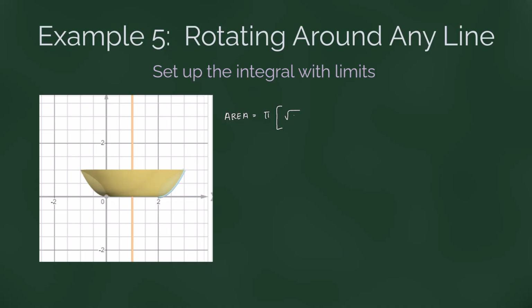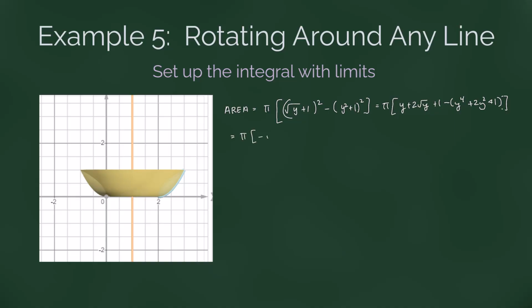So our area was pi times the quantity square root of y plus 1 squared minus the quantity y squared plus 1 squared. We're going to expand that out. That's pi times the quantity y plus 2 square roots of y plus 1 minus y to the 4th plus 2y squared plus 1. Combining that all together, we get pi times negative y to the 4th minus 2y squared plus y plus 2 square roots of y.